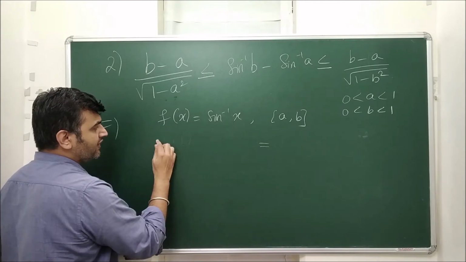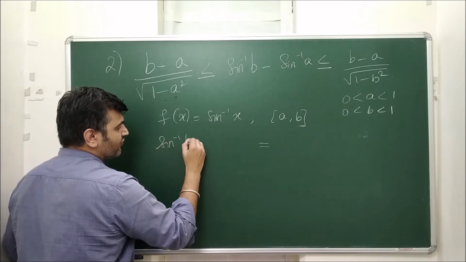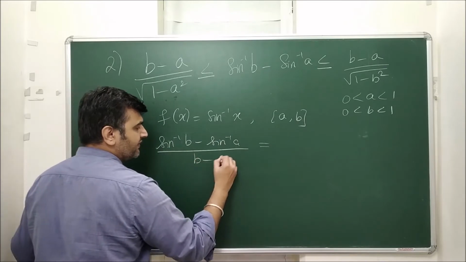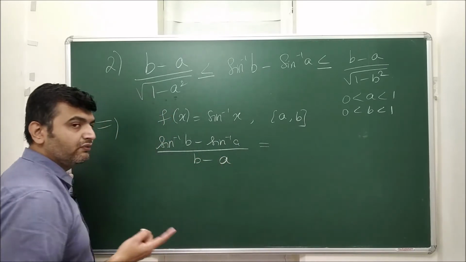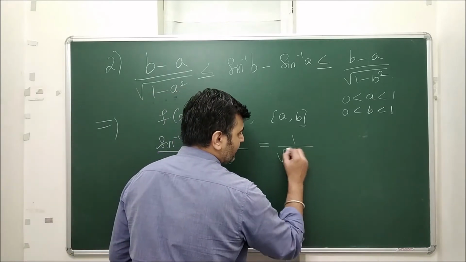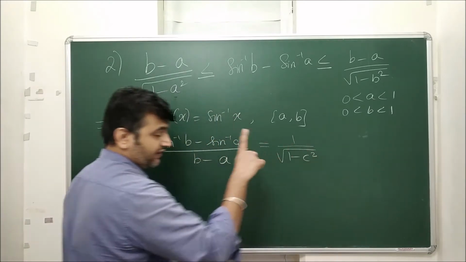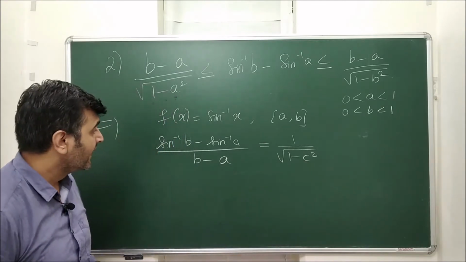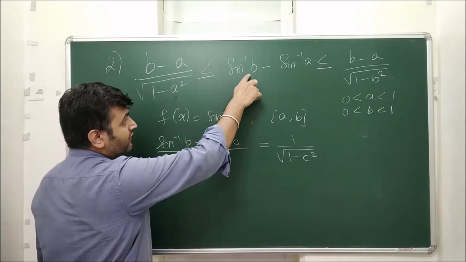So what is f of b? It is sine inverse of b minus sine inverse of a upon b minus a, equal to the derivative at c. What is the derivative of sine inverse? It is 1 upon root of 1 minus c square, f dash of c. So therefore c in place of x. Okay, good. So now this we have.